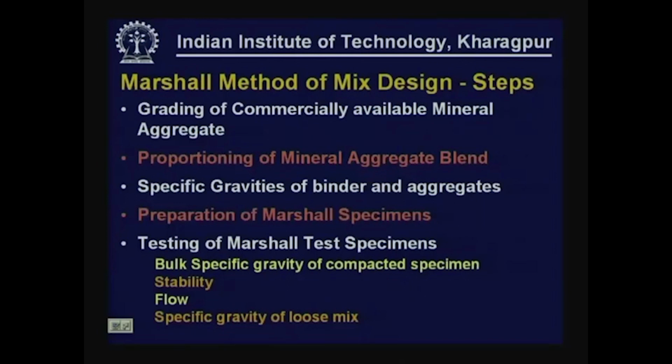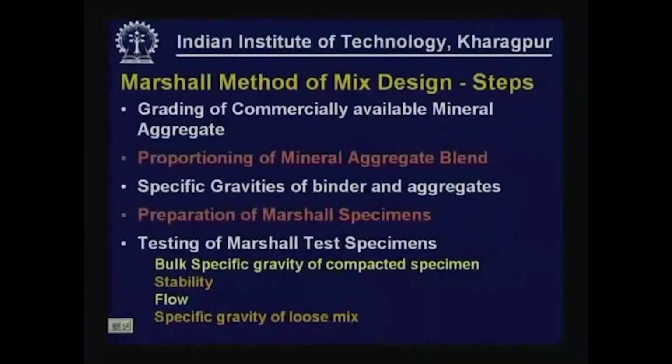So, these steps include grading of commercially available mineral aggregates, because we are not going to have aggregates crushed and then sieved as per individual sieves. We are going to get aggregates either 20 millimeter aggregate, 12 millimeter aggregate, stone dust or whatever manner it is supplied. So, we would select appropriate sizes of aggregates that are available, having suitable quality. Then those aggregates will have to be blended as we have discussed in the previous lesson. So, the proportioning of mineral aggregates will have to be done by blending.